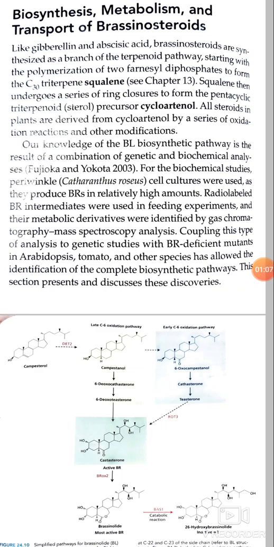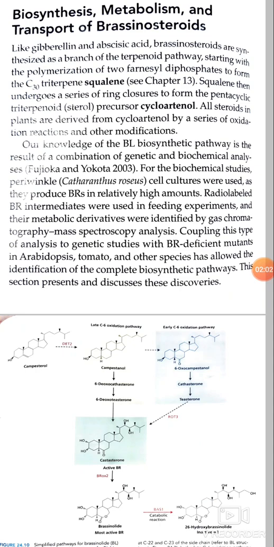Our knowledge of the biosynthetic pathway is the result of a combination of genetic and biochemical analysis. For the biochemical studies, periwinkle, Catharanthus roseus, cell cultures were used as they produce brassinosteroids in relatively high amounts. Radio-labeled brassinosteroid intermediates were used in feeding experiments and their metabolic derivatives were identified by gas chromatography, mass spectroscopy analysis.